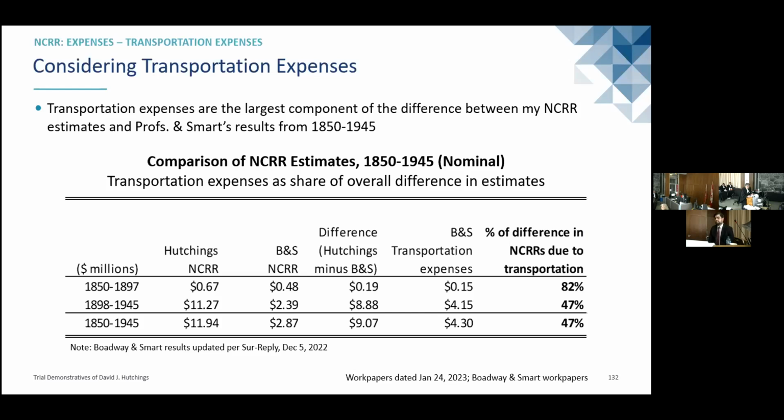Looking at the next roughly 50 years, my estimate of net Crown resource revenues is 11.3 million. Their estimate is 2.4 million. The difference is 8.9 million. And of that difference, 4.2 million is transportation, or about 47%. The 4.2 is really 4.15, yeah, on the chart. Yes, here. 47%. So again, this is one decision that has a large impact. We'll talk later how there's a number of smaller differences that have a smaller impact, but given this, I wanted to have a more fulsome discussion about transportation.